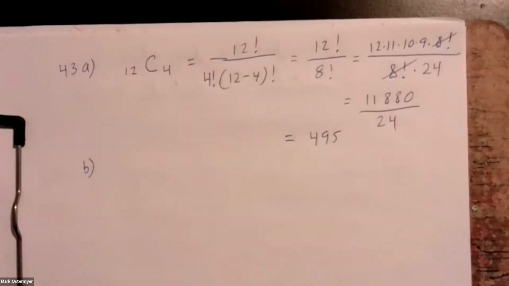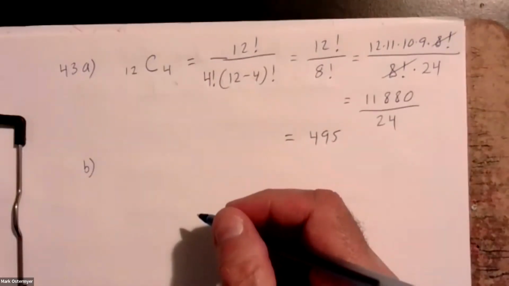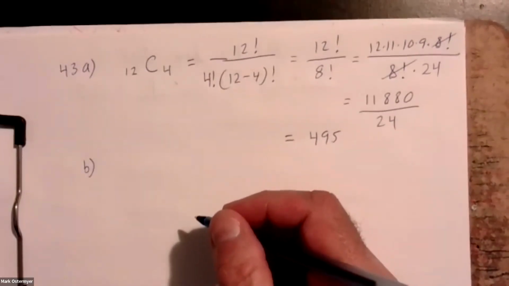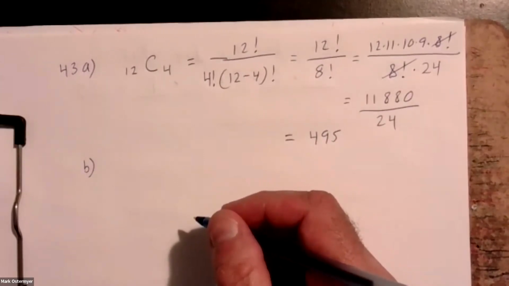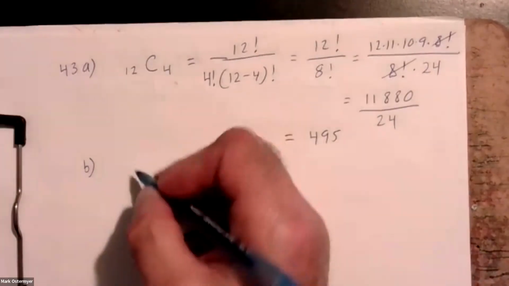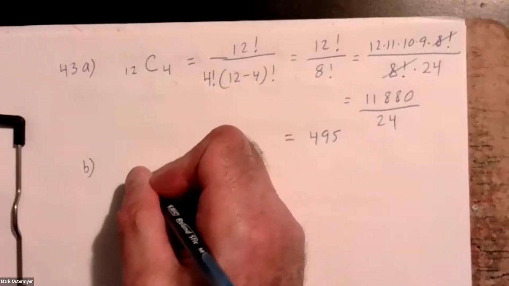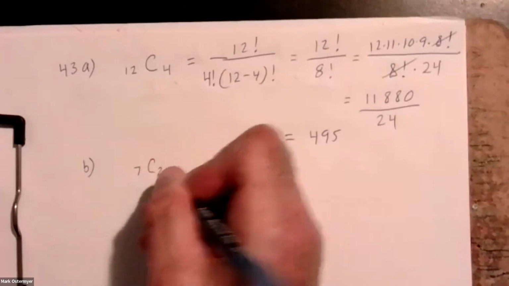Now we have 7 women to choose from. We're going to have 2 women on the committee and 2 men. So we have 7 women to choose from, and we want to select 2 where order does not matter. The number of ways we can select 2 women from 7 women where order does not matter is going to be 7 combination with 2.